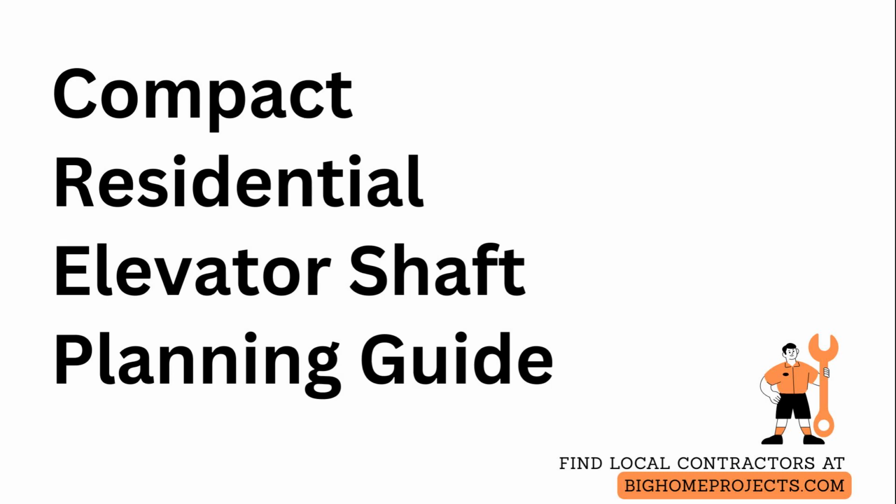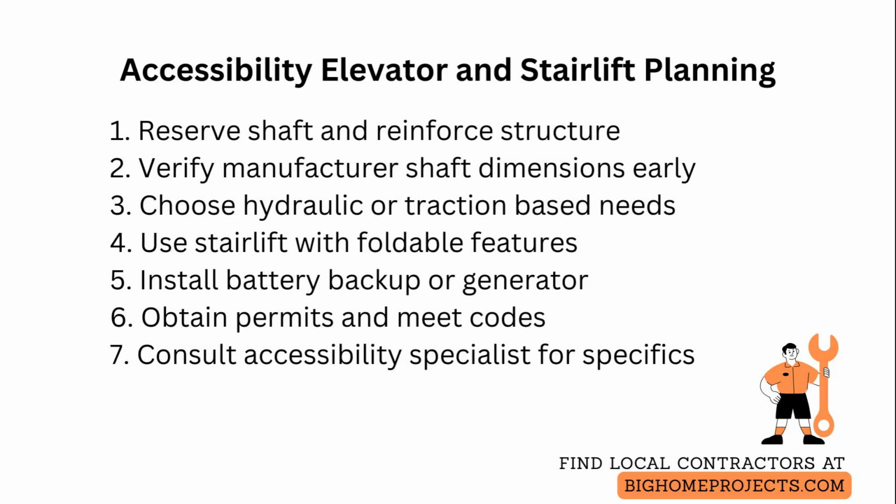Considering aging in place when building or upgrading means planning elevator or stairlift systems from the start to avoid costly retrofits later. For new construction, design with shaft space and structural reinforcements reserved for a compact residential elevator even if you delay installation. Plan the hoistway at a minimum clear inside dimension of 32 inches by 42 inches for many residential models, but verify specific manufacturer requirements early.